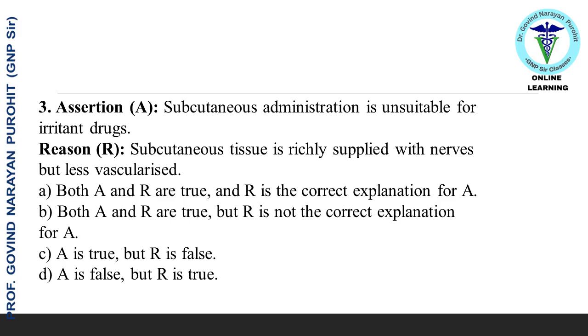Here's question 3. Assertion A. Subcutaneous administration is unsuitable for irritant drugs. Reason, R. Subcutaneous tissue is richly supplied with nerves but less vascularized. A. Both A and R are true, and R is the correct explanation for A. B. Both A and R are true, but R is not the correct explanation for A. C. A is true, but R is false. D. A is false, but R is true. The correct answer is option A. Explanation. Irritant drugs can cause significant local pain and tissue damage in subcutaneous tissues due to their rich nerve supply.